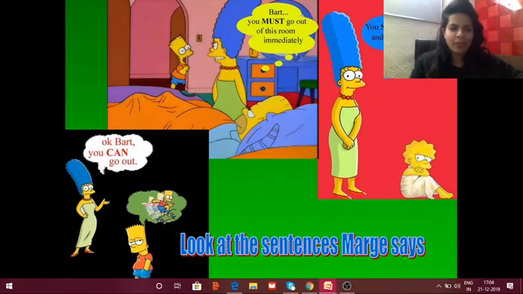Now, when we look at this picture, we can see some dialogue, some conversation going on, such as, okay, but you can go out, but you must go out of this room immediately. Oh, Lisa, you should go out and see some friends. So these are some sentences which Marge says. Every sentence has its own meaning in it. And what is that meaning? We are going to understand that.